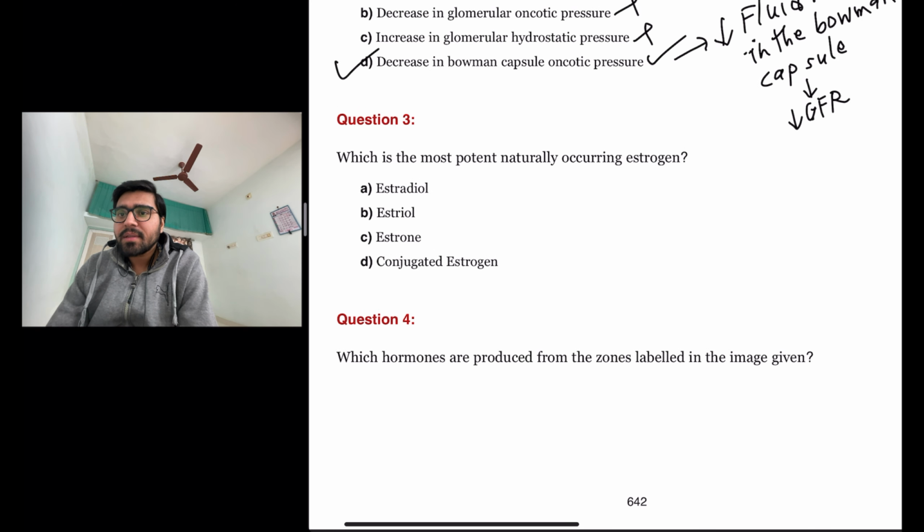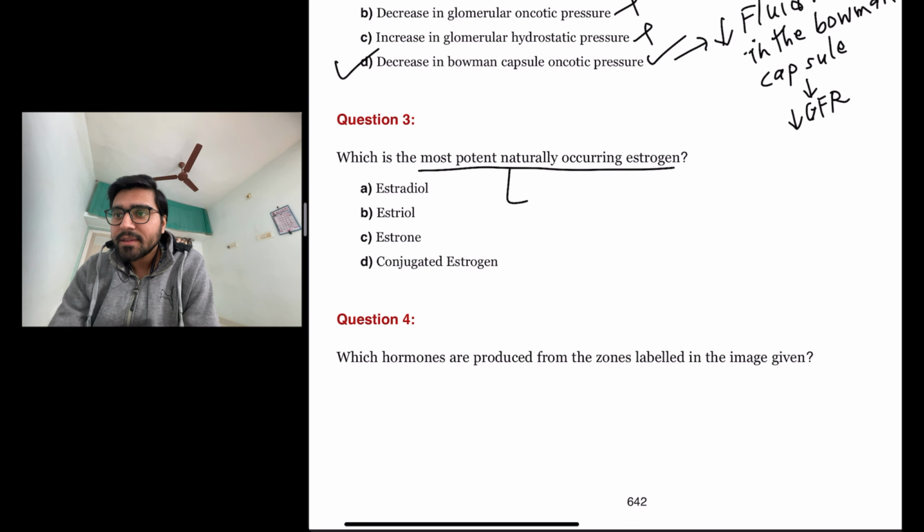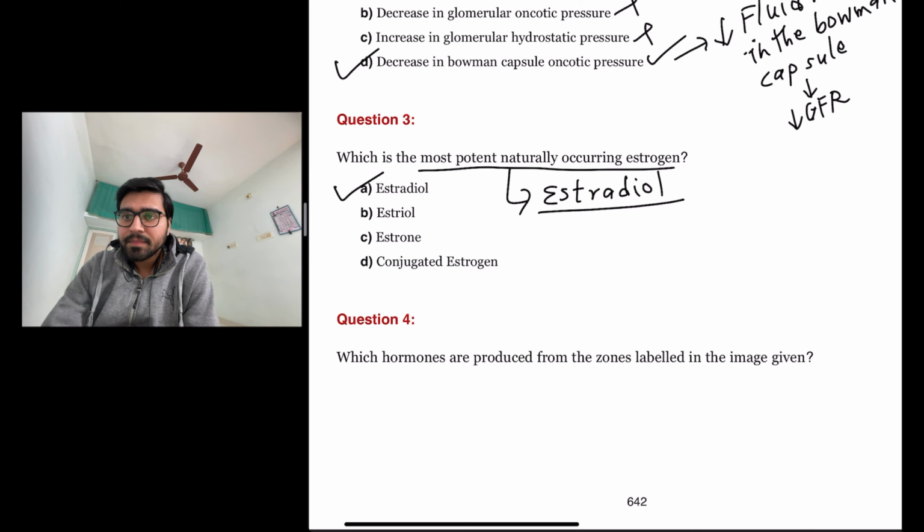The next question is, which is the most potent naturally occurring estrogen? The factual answer is estradiol. This is a factual straightforward question. The answer is A, estradiol.